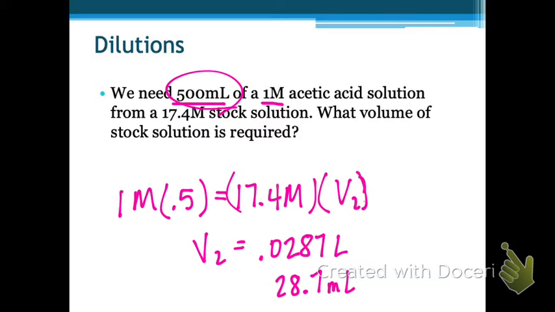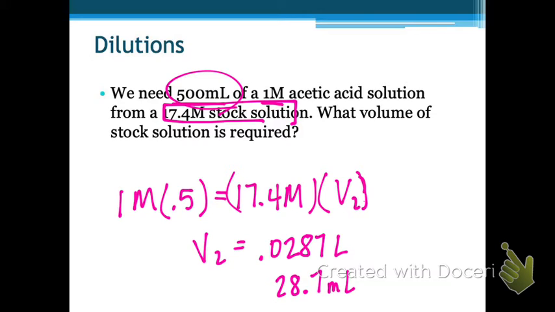Pretty simple math, right? The math is straightforward. The tricky part is figuring out which sets of this information go together. Yeah, so just understanding the context. That's exactly right. So what does the 28.7 milliliters represent? This tells us how much of the stock solution we would have to put into a new container. Then we would fill it up to 500 mils. Right? So we drop in our new one, then we fill it up.